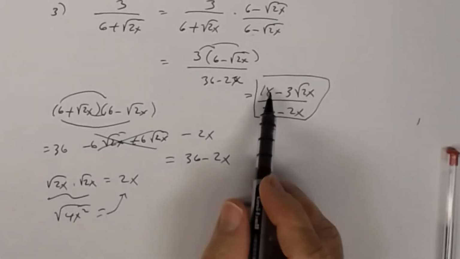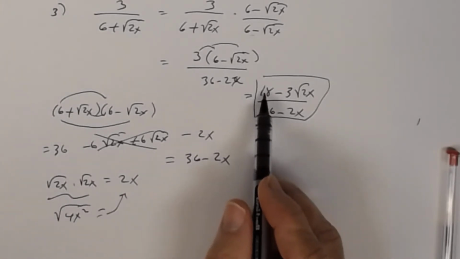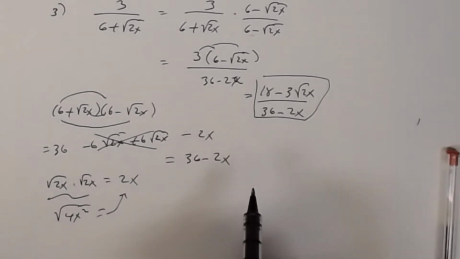All right, now again, don't say you can reduce the 18 into 36, because 18 is not a factor. 36 is not a factor. This whole thing is a factor of the numerator, and this whole thing is a factor of the denominator.